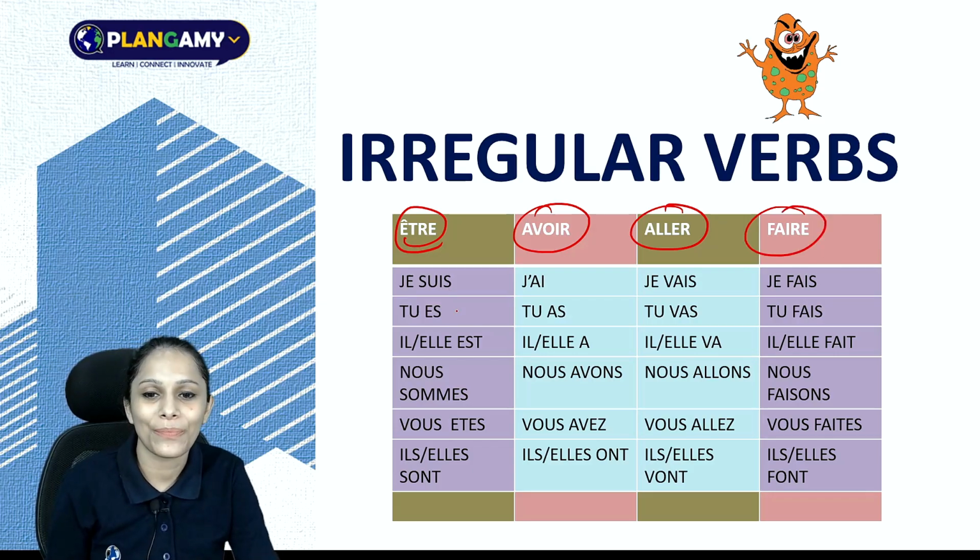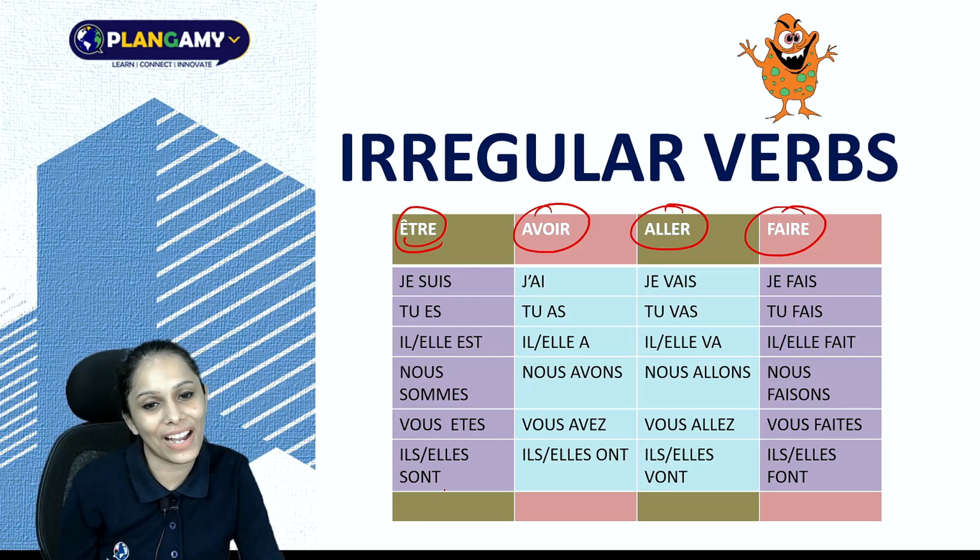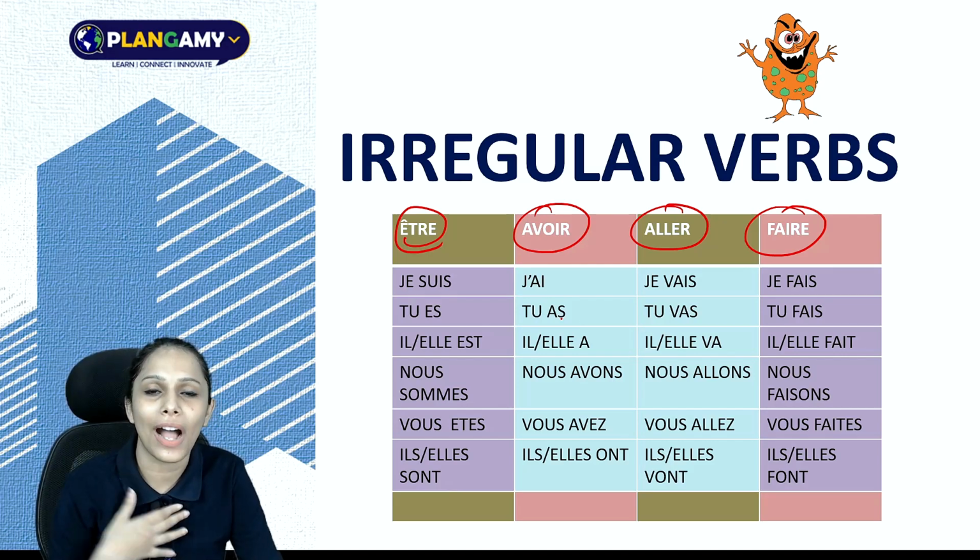Je suis, I am. Tu es, you are. Il est, elle est. He is, she is. Nous sommes, we are. Vous êtes, you are. Ils, elles sont, they are. Avoir, j'ai, I have. Tu as, you have. Il a, elle a. He has, she has. Nous avons, we have. Vous avez, you have. Ils ont, elles ont, they have.